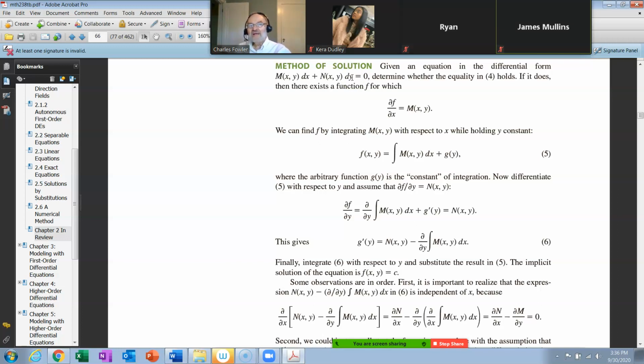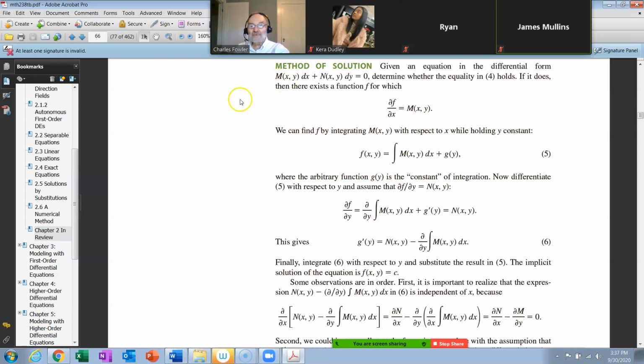equality holds, then we know, because this is our assumption, that there is some function out there, f(x,y), equal to a constant. Equal to a constant, because when you take the derivative of it, it becomes 0. That f(x,y) equal to a constant, the partial of that with respect to x has to be that M(x,y). That's how we set this thing up. That's what we've been doing all along.